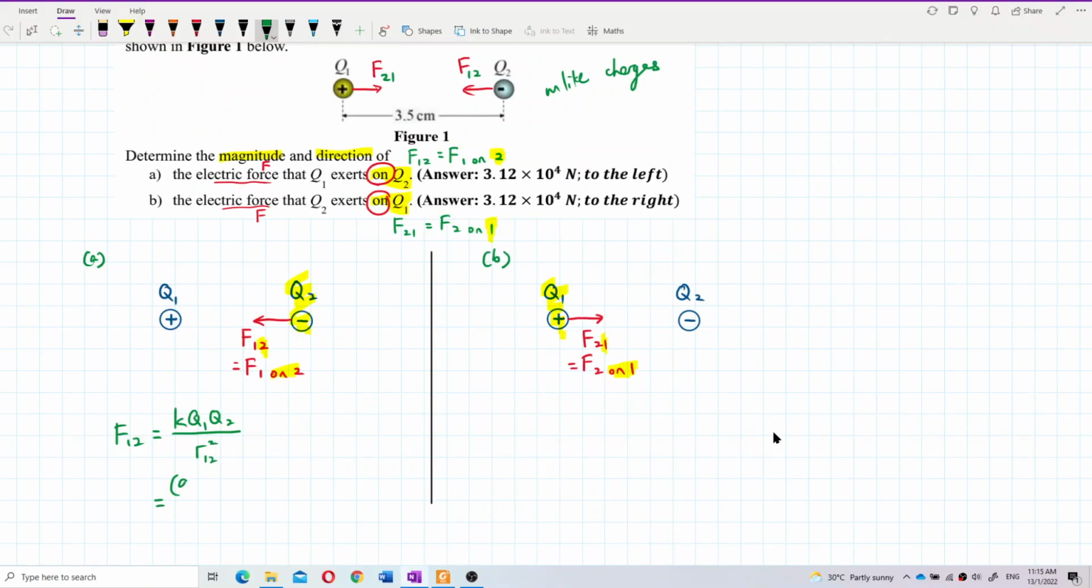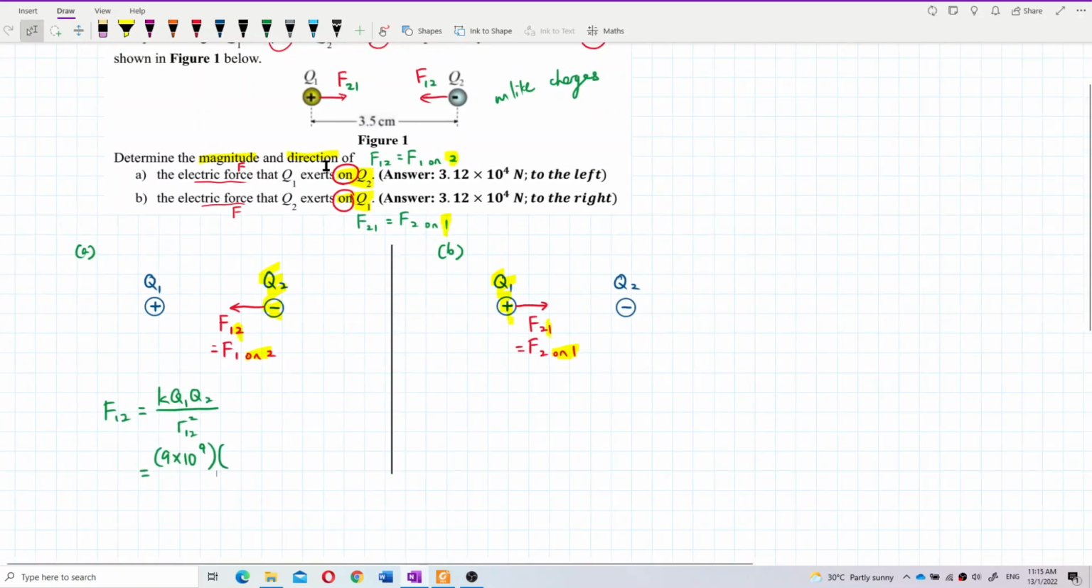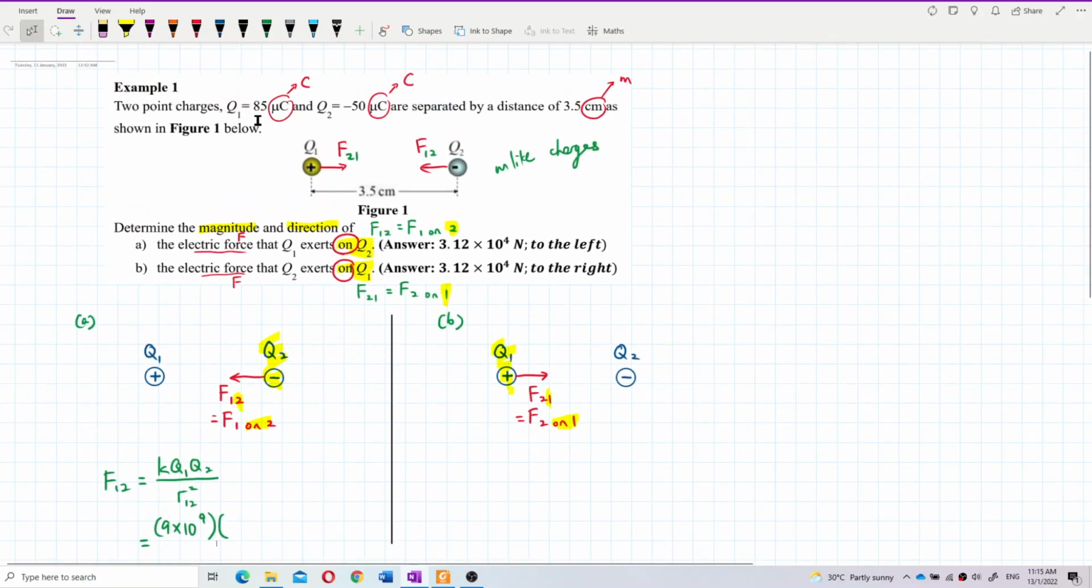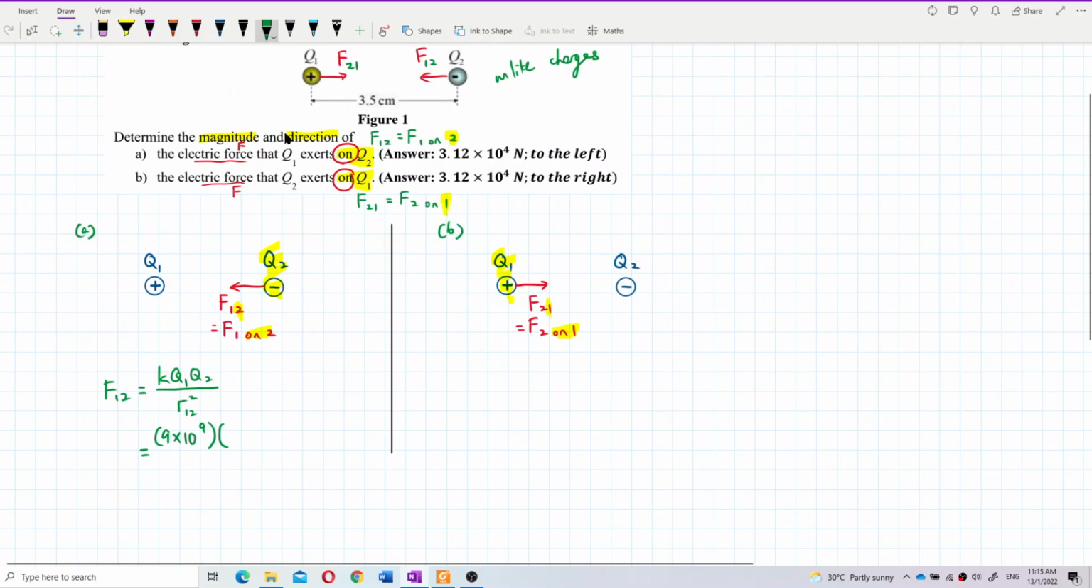Okay, 9 exponent 9. And then what's the charge for Q1? The charge for Q1 is 85 microcoulomb. You need to change to coulomb, the SI unit. Micro is exponent negative 6. So it is 85 exponent negative 6 coulomb.